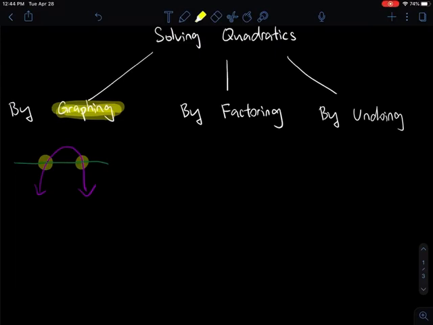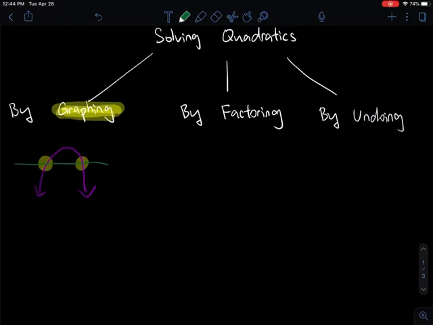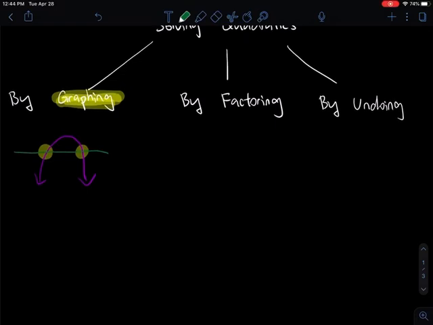Now, the negative of this method, the downside, is that sometimes these intersection points could be fractions, and it's very hard to tell what those numbers are if they are fractions. Okay, so let's say a con, right? Pros and cons. The con will be fractions or decimals.